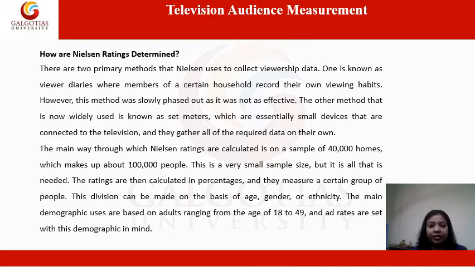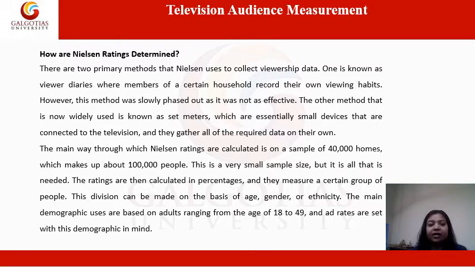There are two primary methods that Nielsen uses to collect viewership data. One is known as viewer diaries, where members of a certain household record their own viewing habits. However, this method was slowly phased out as it was not as effective. The other method that is now widely used is known as set meters, which are essentially small devices connected to the television that gather all of the required data on their own. The main way through which Nielsen ratings are calculated is on a sample of 40,000 homes, which makes up about 1 lakh people. This is a very small sample size, but it is all that is needed.